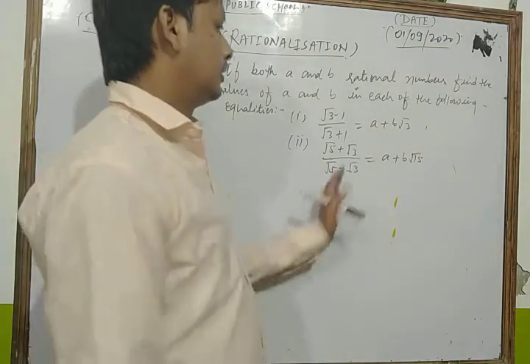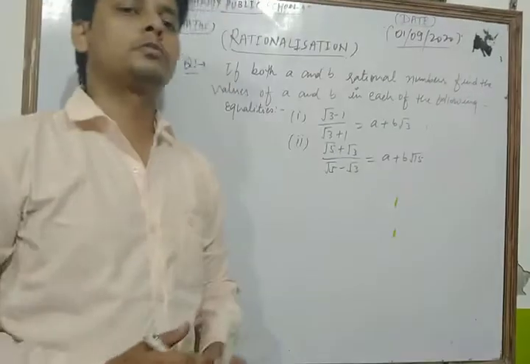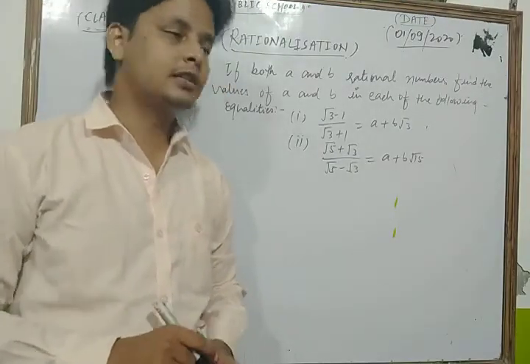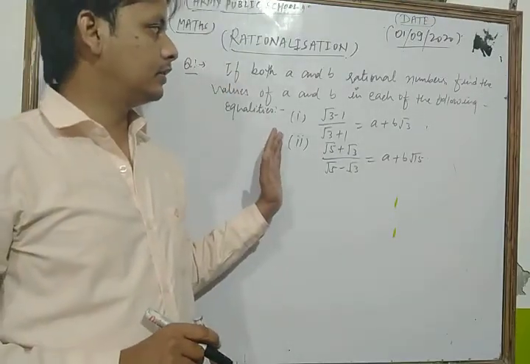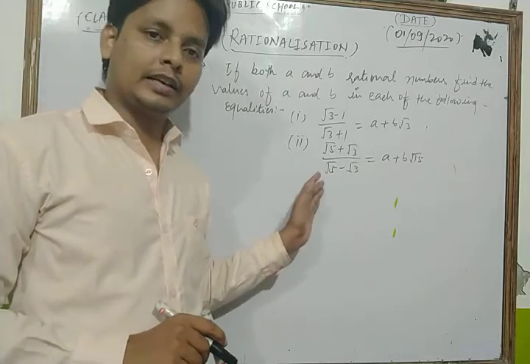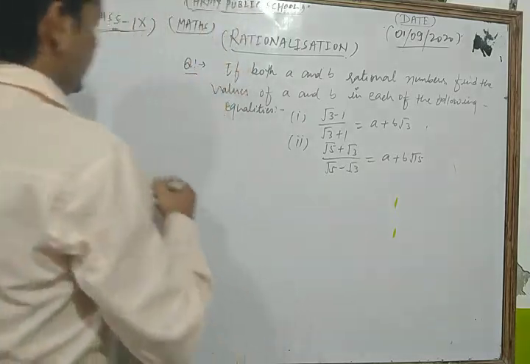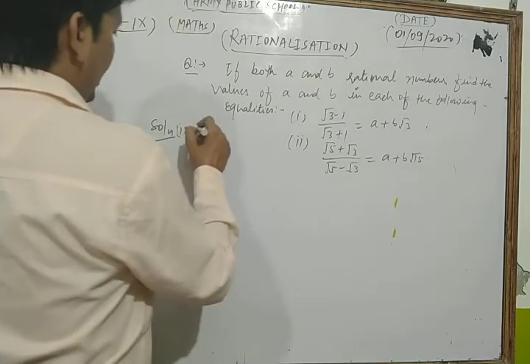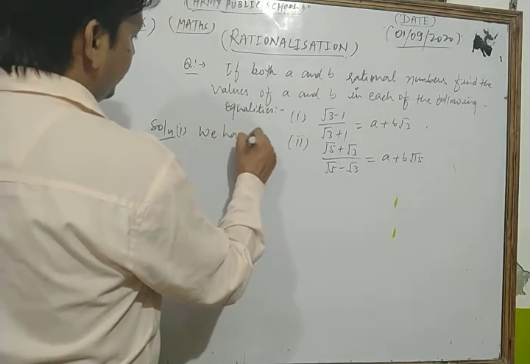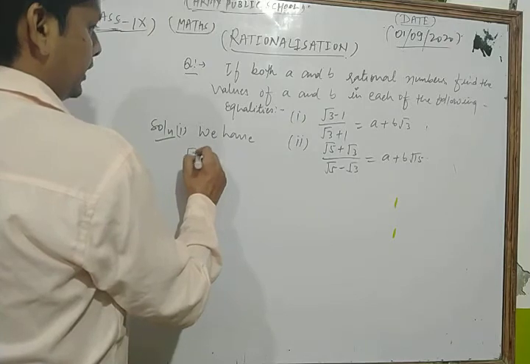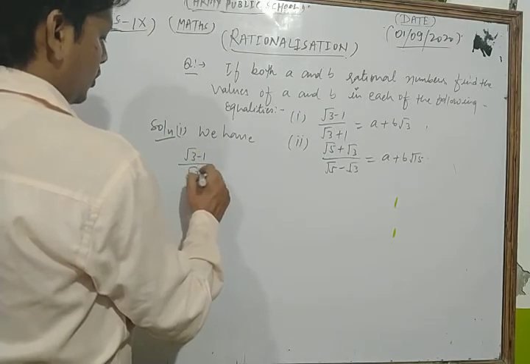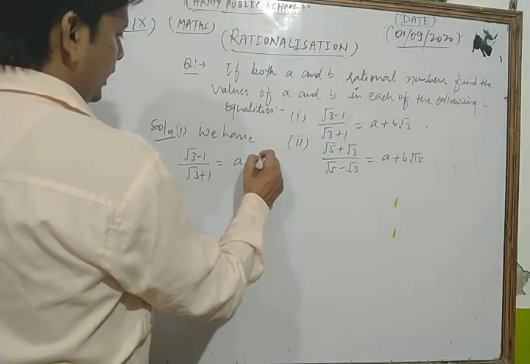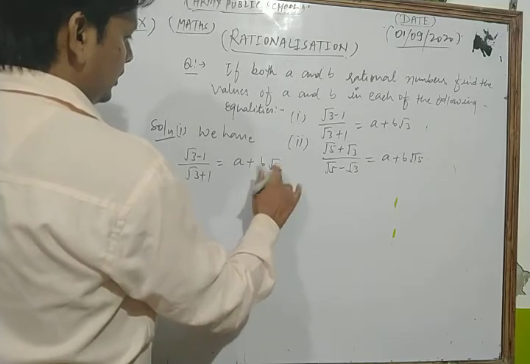Dear students, this is one of the most important questions of your NCERT exercise. Okay, so please concentrate on that type of question. Let's see. Now we solve the first part of this question. Dear student, first of all we write what we have: root 3 minus 1 upon root 3 plus 1 is equal to a plus b root 3.